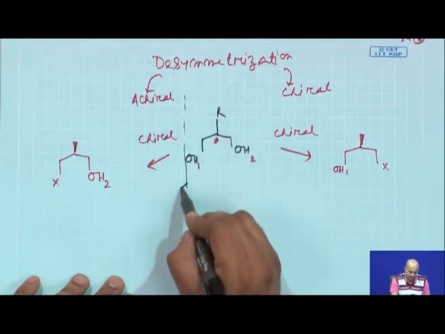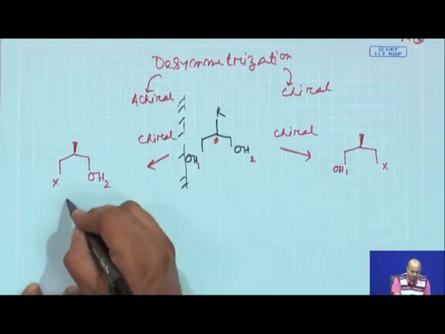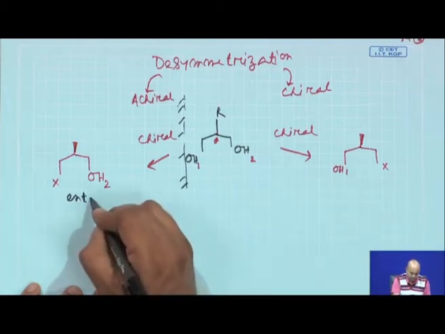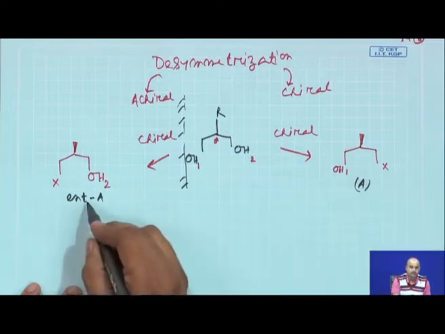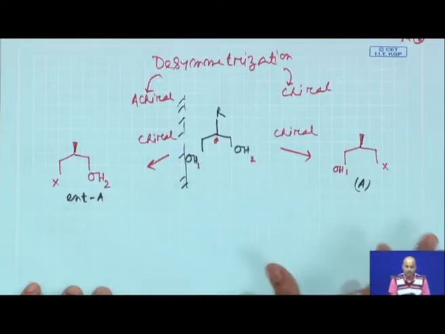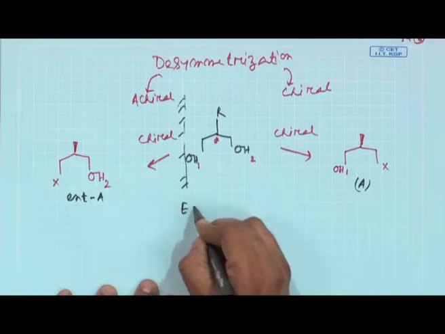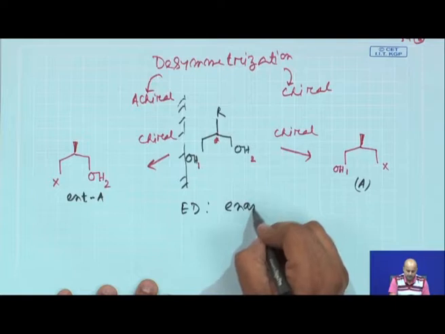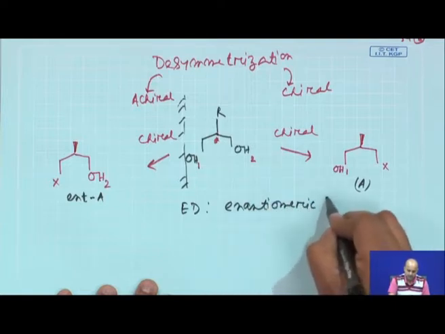You can simply have a mirror plane; these two are basically enantiomers. If this is ent-A, this will be simply A, meaning enantiomer. A and ent-A are enantiomeric. So, basically this kind of reaction we call chiral desymmetrization. Now, as this desymmetrization gives you an enantiomeric compound, we call this enantiomeric desymmetrization.